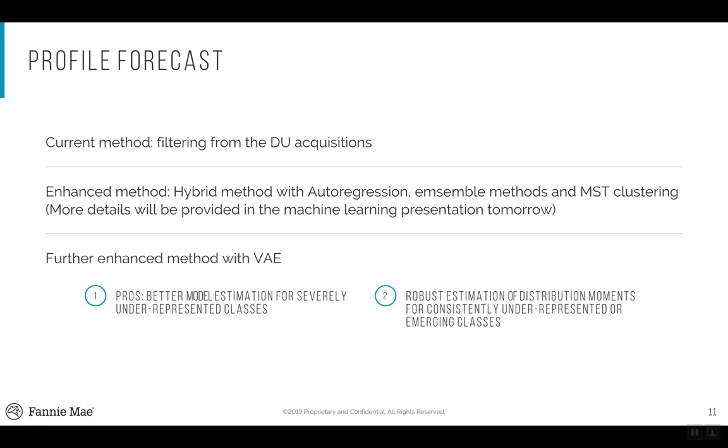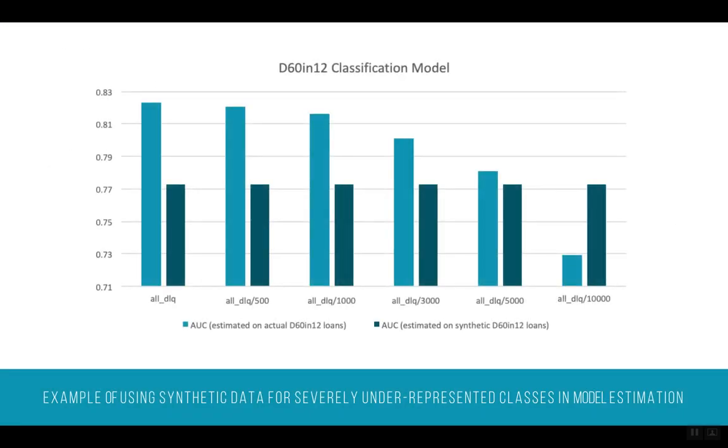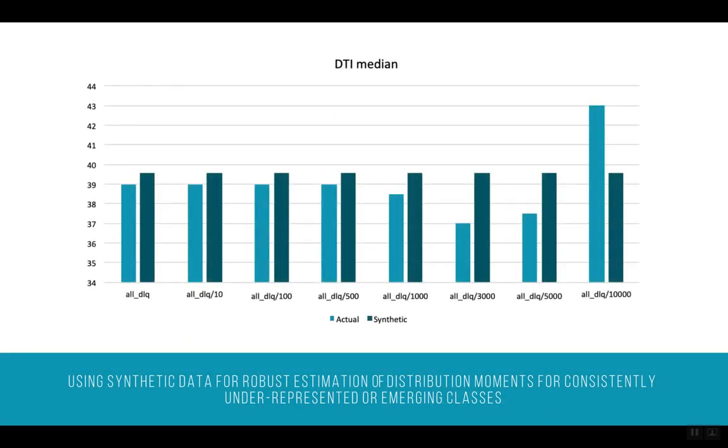It brings two benefits. First, it gives better model estimation for severely underrepresented classes. As you can see from the graph, when the sample size shrinks, the performance of the model on actual data plunges. But with this synthetic data, we can still achieve relatively good model performance. Second, it gives robust estimation of the distribution moments for consistently underrepresented or emerging classes.